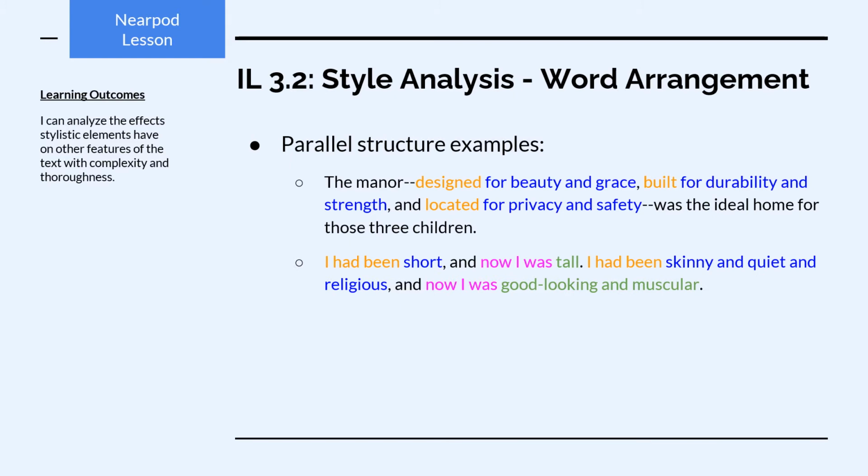In the second sentence, I had been short and now I was tall. I had been skinny and quiet and religious and now I was good-looking and muscular. Here we have a number of different corresponding ideas, and they're serving here to emphasize opposites, emphasize the differences in what was then and what is now the case.